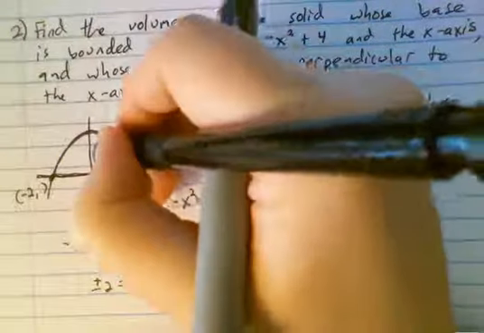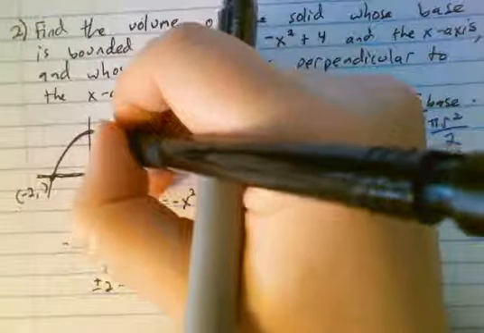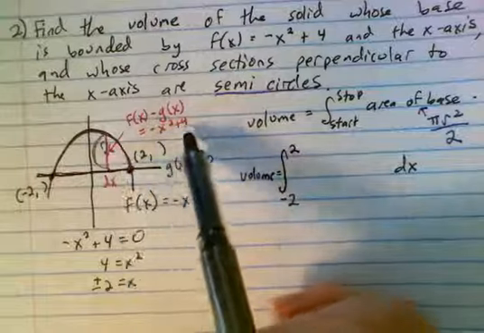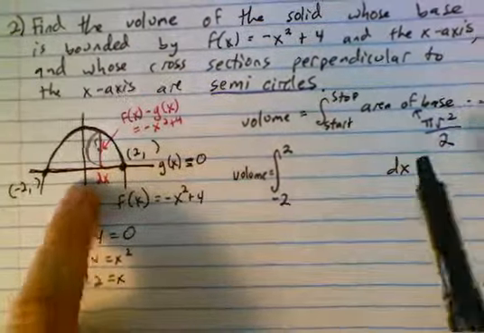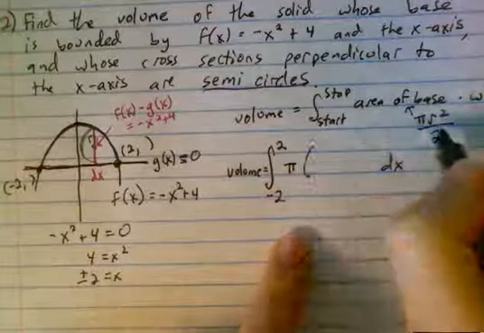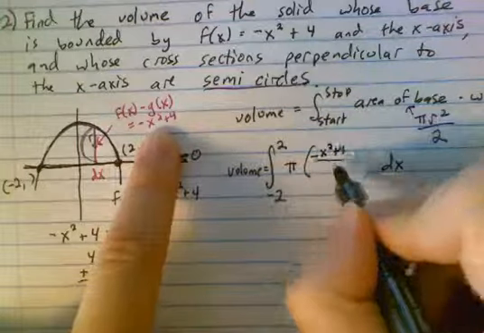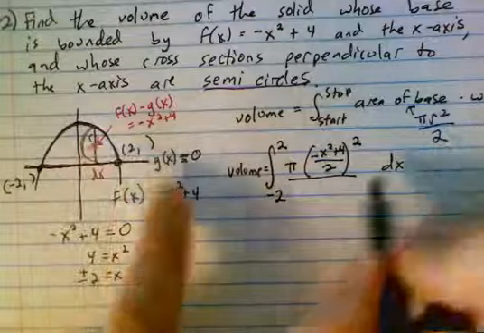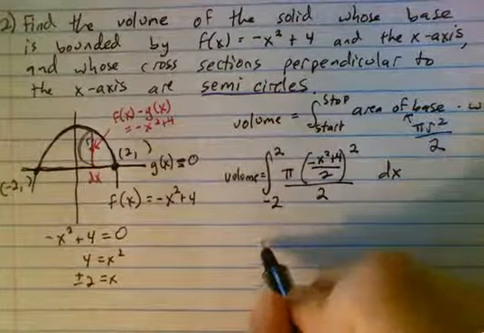Now remember, the r is this distance right here. So this pink distance is negative x squared plus 4. If we cut that in half, we're going to get our r, and we can put it right in that formula there. So our volume is going to be pi r squared, or negative x squared plus 4 over 2 squared, divided by 2. Voila, there's our formula. We've set it up.